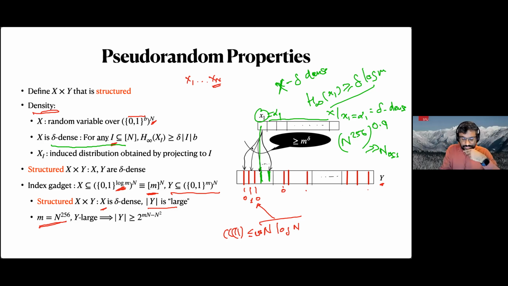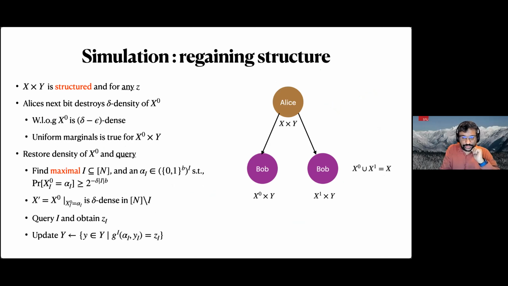So this is the high level idea of proving uniform marginals just using these pseudorandom properties. Now, we saw that whenever we have a structured rectangle in the simulation, so we are at a node which is already structured, then in our simulation we can sample the next bit using our strategy for the root node. But as the players communicate more and more bits, a rectangle which was structured could stop being structured.